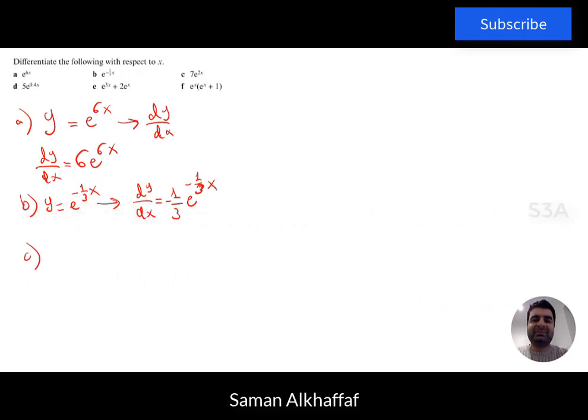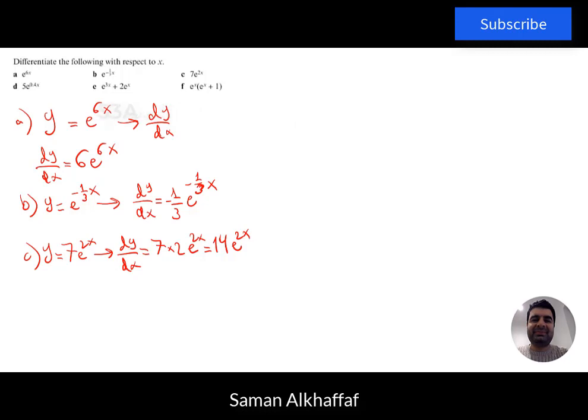For part C, we have y is 7 e to the power of 2x. To find dy over dx, that would give us 7 multiplied by 2 e to the power of 2x, which is 14 e to the power of 2x.